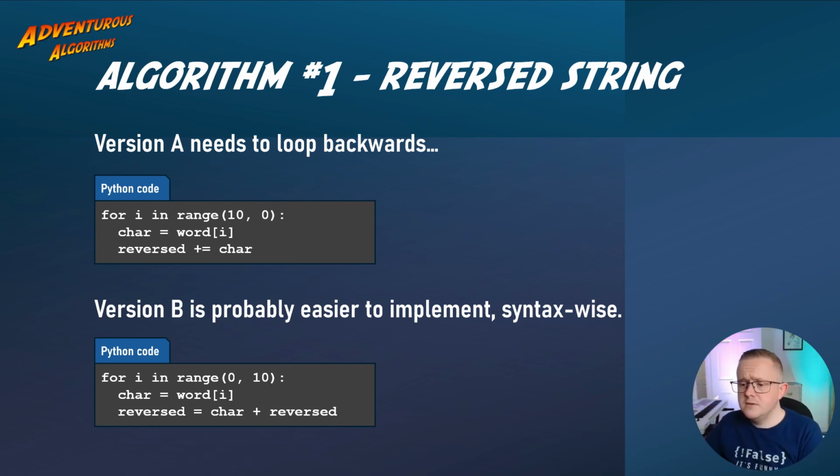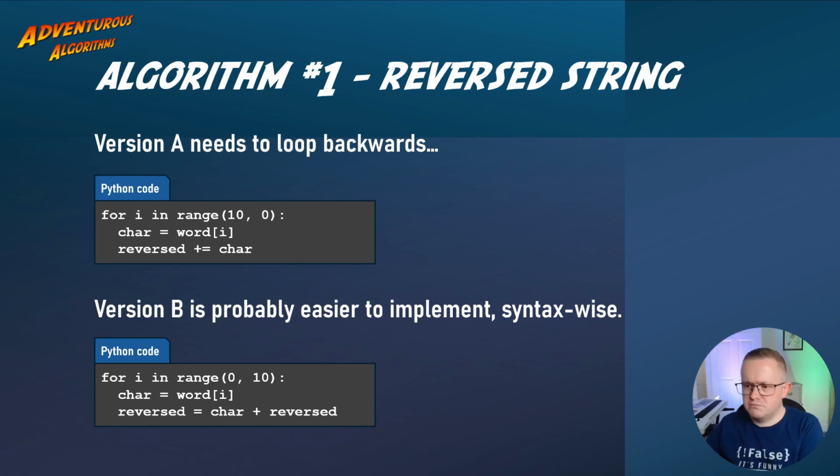Well, version A needs to loop backwards. So instead of going like 0 to 10 or 0 to 4 or however long your string is, right, 0 to the length of the string, I've just picked a number to make it easy here. Instead of doing that, we go 10 to 0. Programming languages usually support this sort of thing, and they'll let you count in different amounts in a loop, and it's called how much you're stepping by.